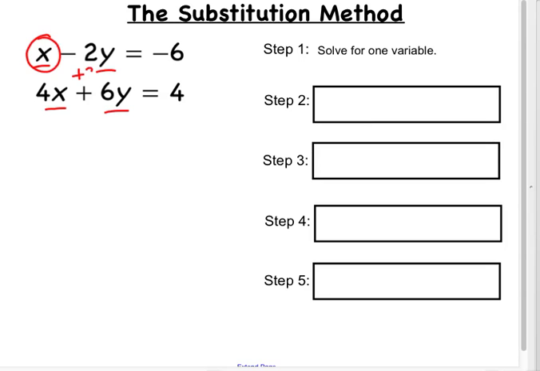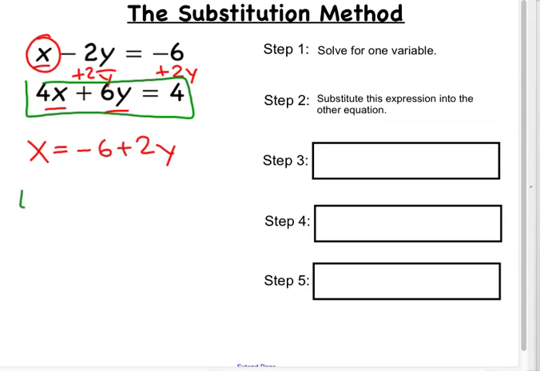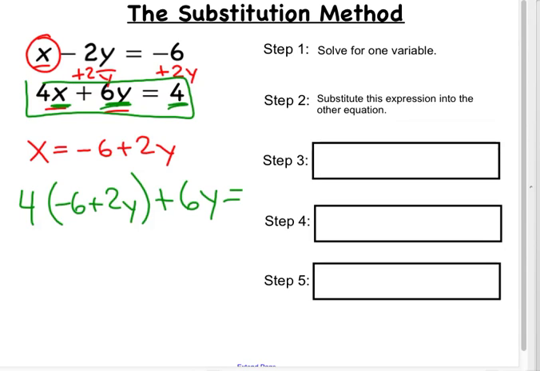So I'm going to add 2y to both sides. And that equation becomes x equals -6 plus 2y. That's my substitution equation. So my step 2, substitute this expression into the other equation. If I look at this equation, I'm going to rewrite this, but instead of writing this x, I'm going to replace it with -6 plus 2y. Then I'm going to keep going. I'm going to write 6y equals 4.